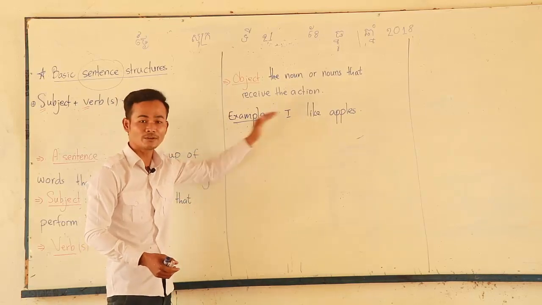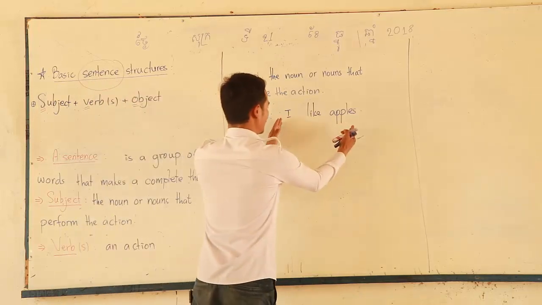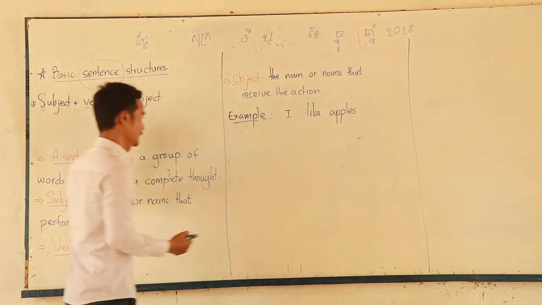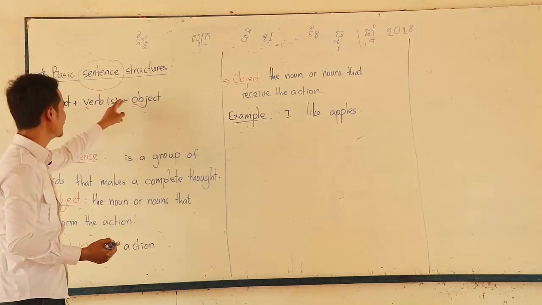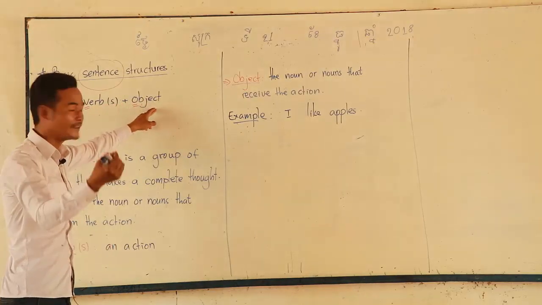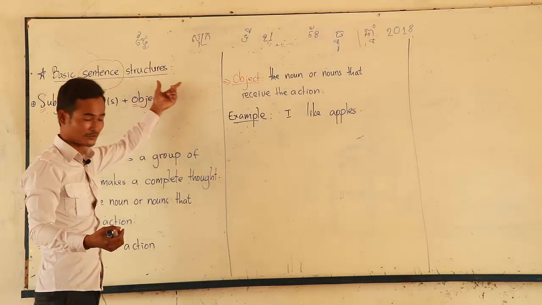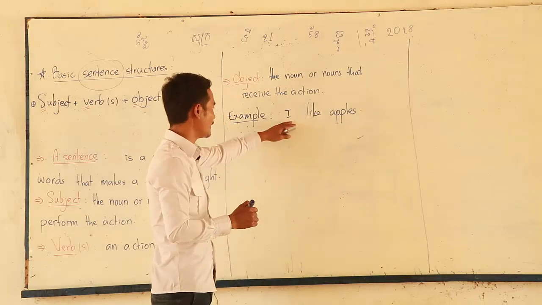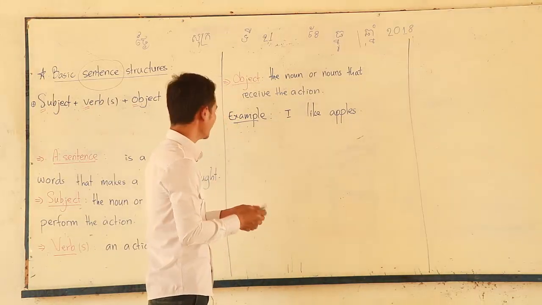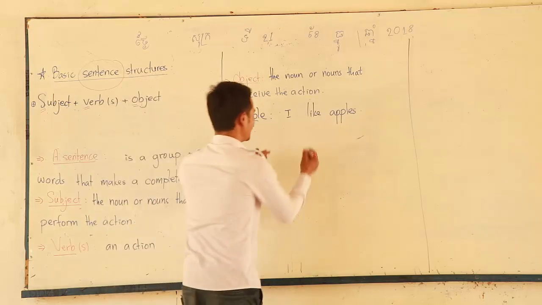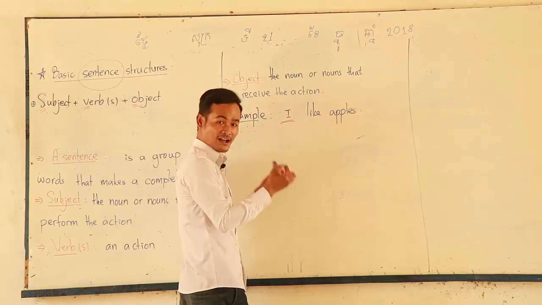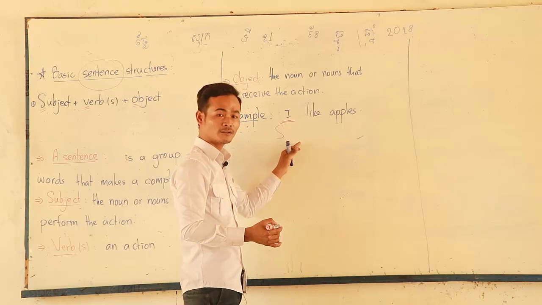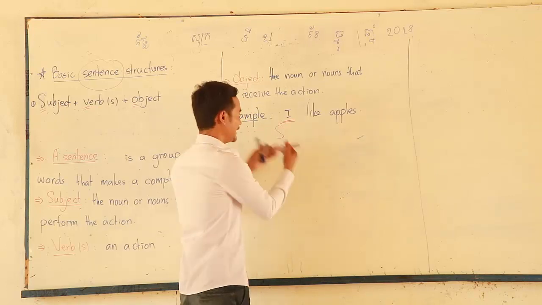Okay, so now I'd like you to look at the example on the board. Okay, one example is on the board. Okay, this sentence is made of three elements. Okay, subject, verb, and object. We call it basic sentence structures. The first one is here, I, is the subject of the sentence, the doer or the performer of the actions in the sentence.